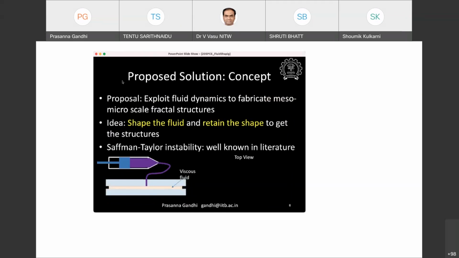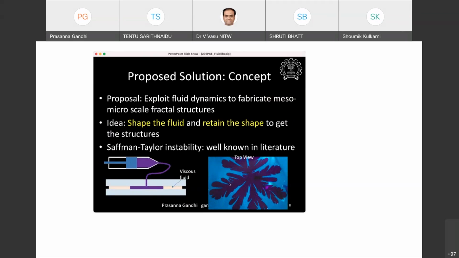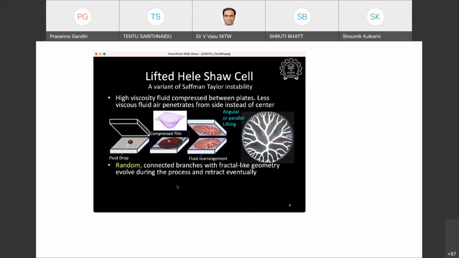This is a phenomenon called Saffman-Taylor instability that happens here. Okay, and that is very well studied in the literature. It is when a low viscosity fluid is pumped into a high viscosity fluid, then it doesn't go in as a circle. Okay, it actually splits and goes in as this fingering kind of instability. The same thing happens when you lift the plates apart. That air acts as a low viscosity fluid, and your Fevicol that was there in the previous case acts as a high viscosity fluid, and you get this kind of lifted Hele-Shaw cell.